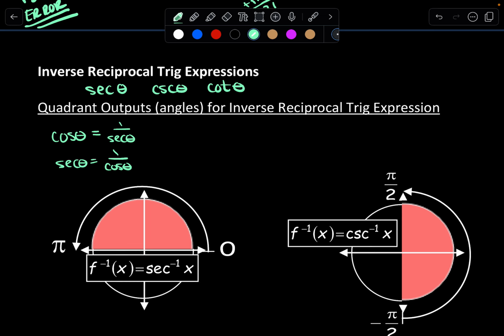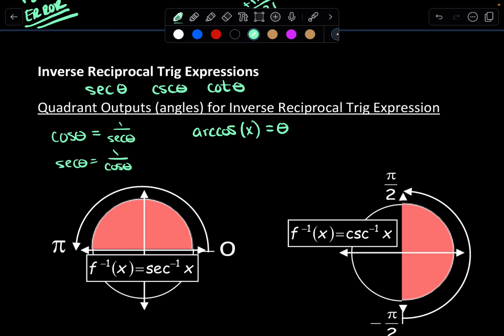Now, if we think about arc cosine, for cosine, the input for the inverse cosine is going to be the x-coordinate on the unit circle. We talked about this pretty extensively in the previous video. And it's going to be equal to some type of angle.